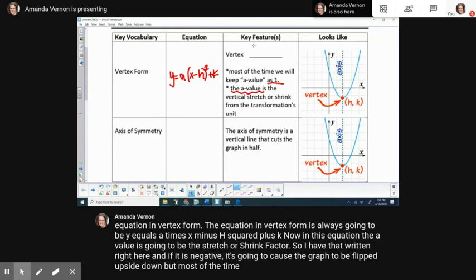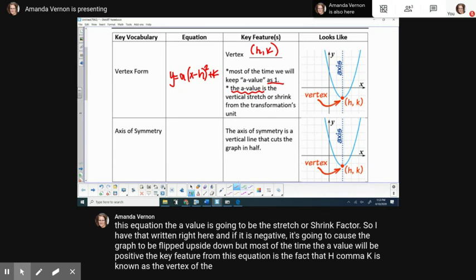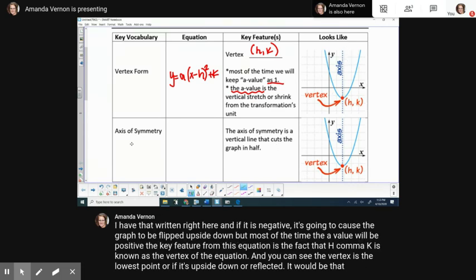The key feature from this equation is the fact that (h, k) is known as the vertex of the equation. And you can see the vertex is the lowest point, or if it's upside down or reflected, it would be the maximum or the highest point.